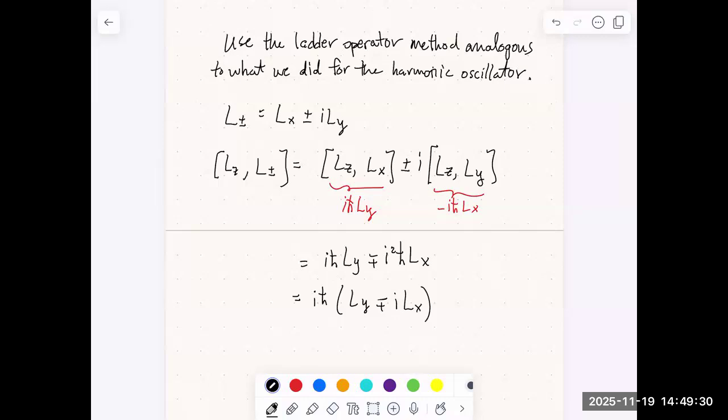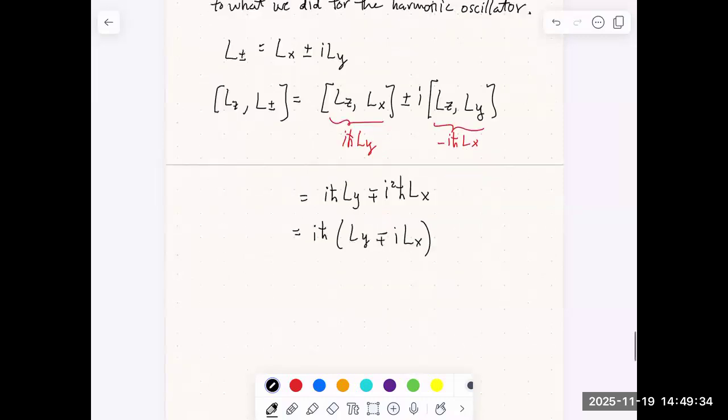So what I'm actually going to do is say that this is going to be h bar, and I'm going to bring the i in. I'm going to get an i squared, which is a minus sign. So it's going to be plus or minus Lx.